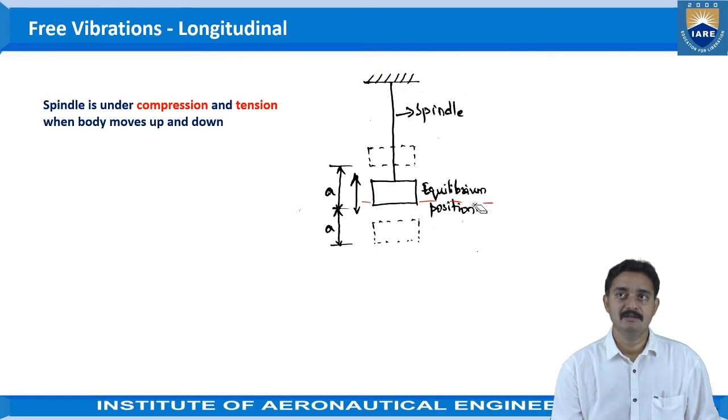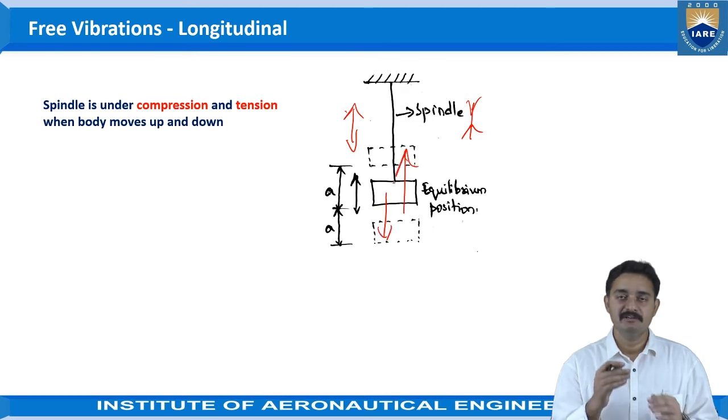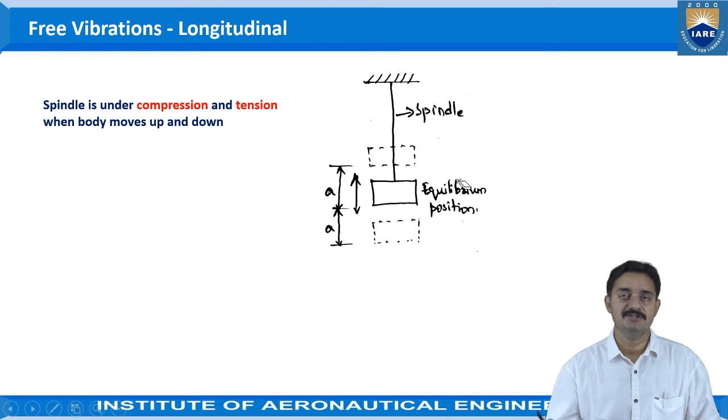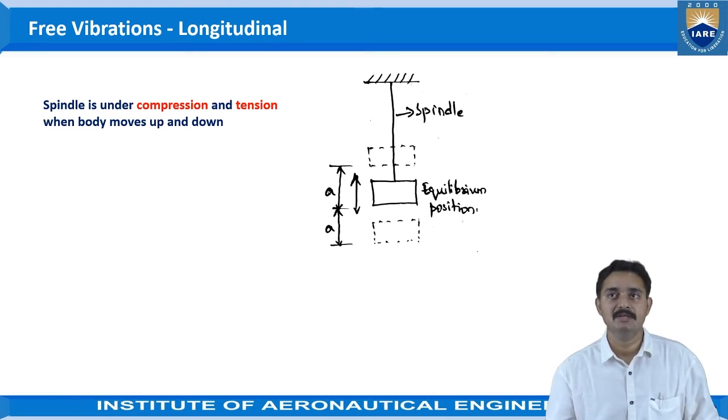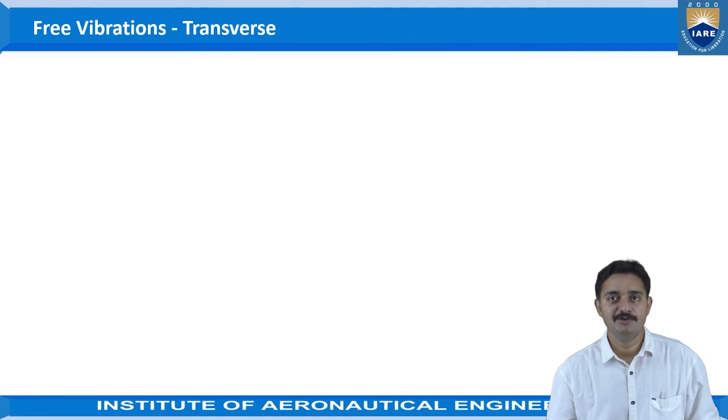Here, because of this longitudinal vibration, the spindle is under compression and tension, right? It will be elongating and again contracting, as this object moves downwards and upwards. The spindle is under compression and tension when the body moves up and down. This type of vibration is called longitudinal vibration.